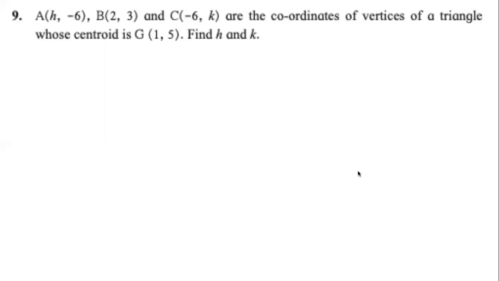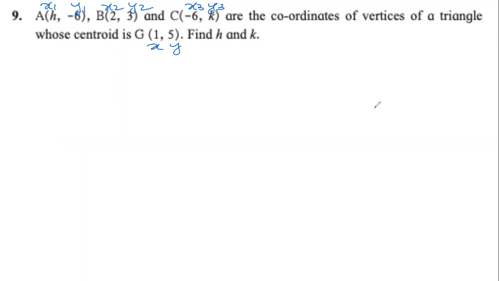Another question about centroid, which is question number 9 of practice set 5.2. It says A(h, -6), B(2, -2), and C(-6, k) are coordinates of vertices of a triangle. Okay, good. This much we understand. Whose centroid is G(1, 5). Find h and k. Now once again, this should not be at all difficult. Very clearly, x1, y1, x2, y2, x3, y3, x and y.